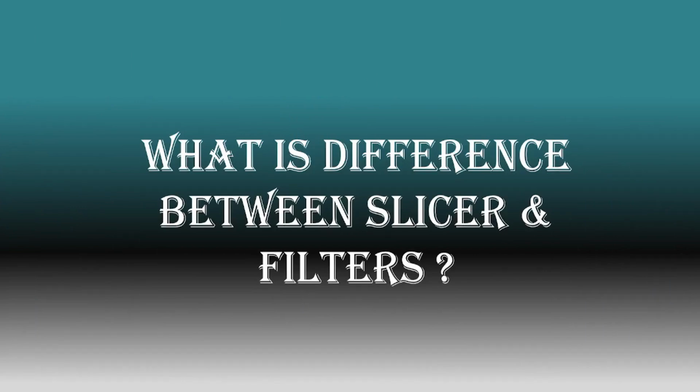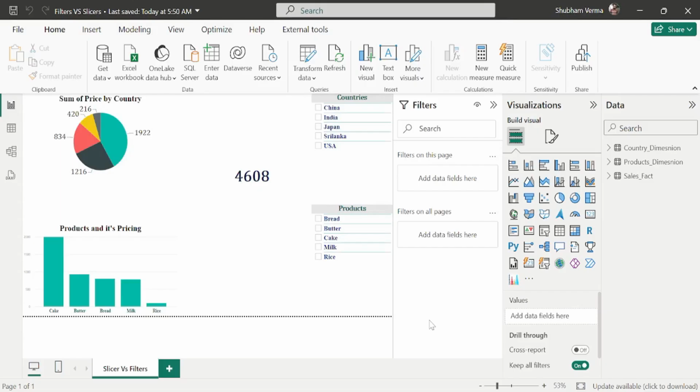Firstly, let's understand the difference with a practical, and after that we will also compare the differences between slicers and filters. So let's move to the Power BI Desktop screen. Here we have created a small report with a few visuals like a pie chart, a stacked chart, 2 slicer visuals and 1 card visual.